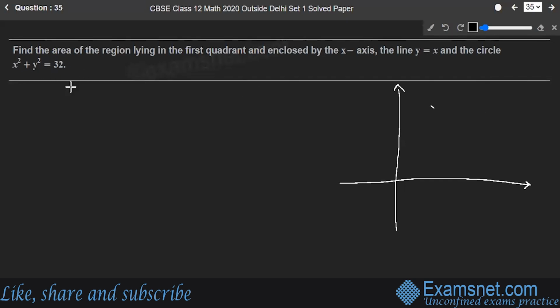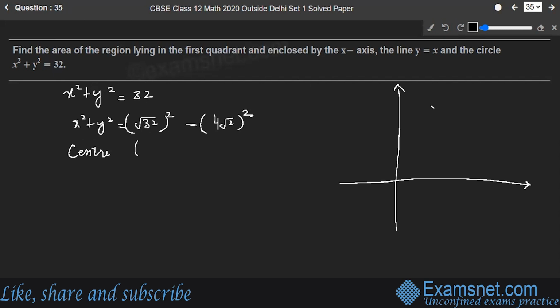Now, if I talk about this circle, x squared plus y squared is equal to 32. This can be written as x squared plus y squared is equal to root of 32 whole square, which is equal to 4 root 2 whole square. So this circle is having the center at origin because there are no x and y coefficient terms over here. And the radius is, of course, 4 root 2. The given line is y is equal to x. So this is the line y is equal to x.